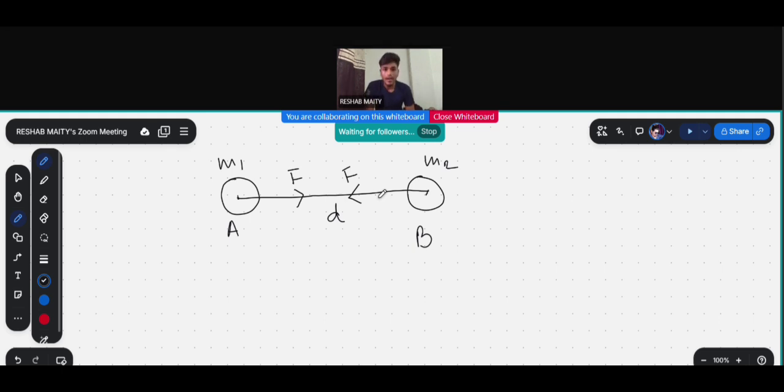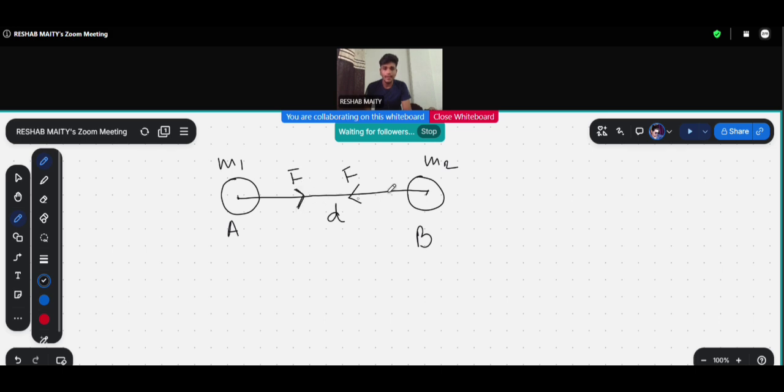It happens due to Newton's third law. All of us know the third law of Newton. What is the third law? Every action has its equal and opposite reaction. So if a body attracts another body with 10 Newton force in this direction, the other body will also attract that body with 10 Newton force in the opposite direction.